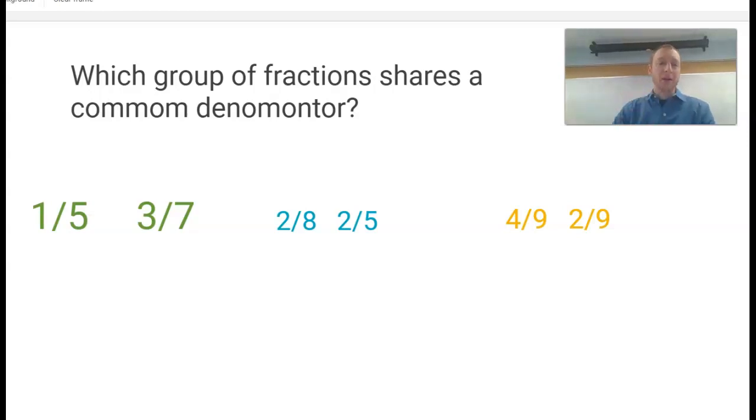Well, the denominator, remember, is the bottom number, right? So the 5 and the 7 are denominators, the 8 and the 5 are denominators, and then here's the 9 and the 9 are denominators. And a common denominator is just a denominator that the two numbers share in common. So, which group of fractions shares a common denominator? 5 and 7, those aren't common. 8 and 5, not common. 9 and 9. These two share a common denominator.